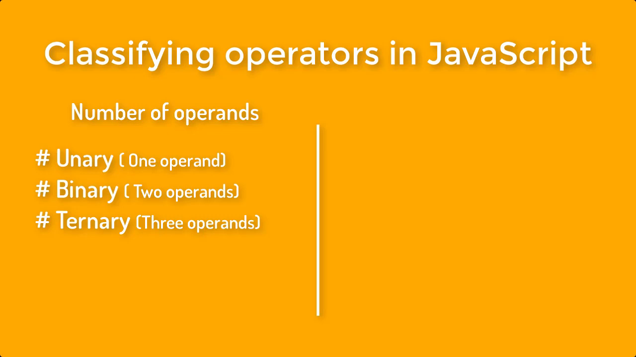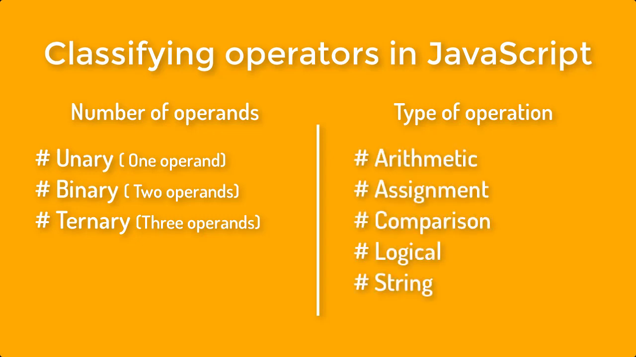The second way of classifying operators in JavaScript is according to the type or the kind of operation that is performed. Now in this video we are going to see the arithmetic operators, and also the assignment operators, the comparison operators, the logical operators, and finally the string operators.